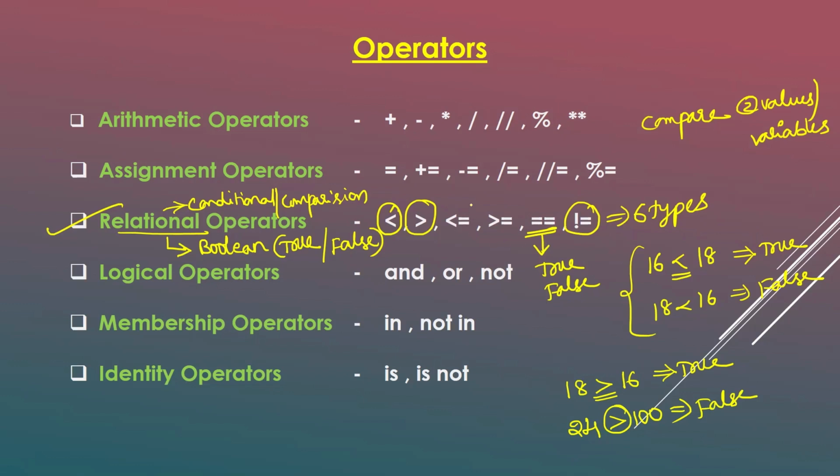And one more relational operator is less than or equal to. That means either the left side value should be smaller compared to the right side, or both values should be equal. For suppose, I'm writing like this: 24 is less than or equal to 100.